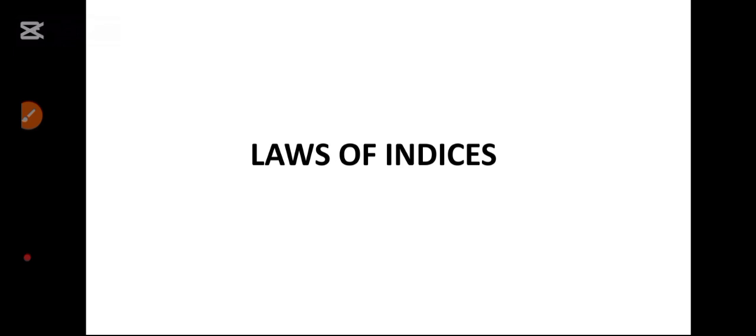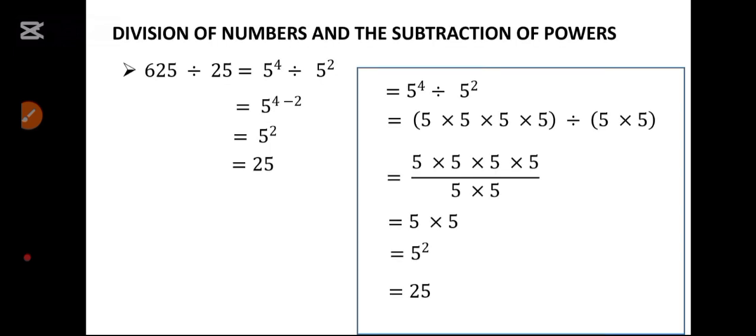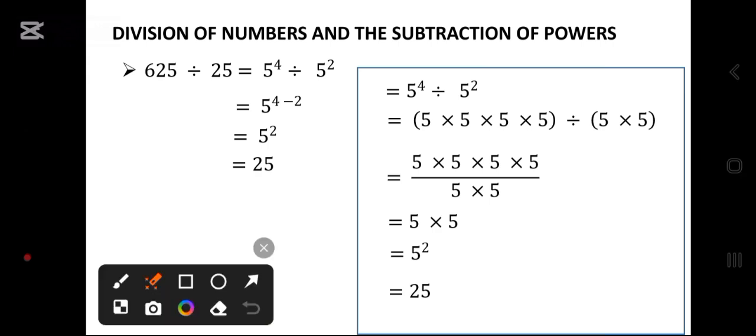We are going to continue from where we stopped last week on the laws of indices. Right now we're on the law of division of numbers and the subtraction of powers. This law says that when we are dividing one number with another number, which we express in index form, we take one of the base and do subtraction of the powers. For example, we have 625 divided by 25.